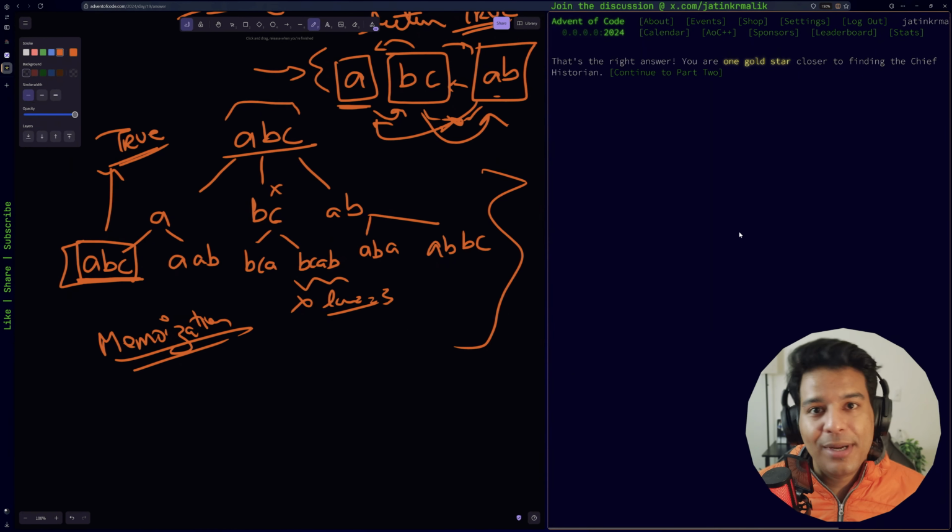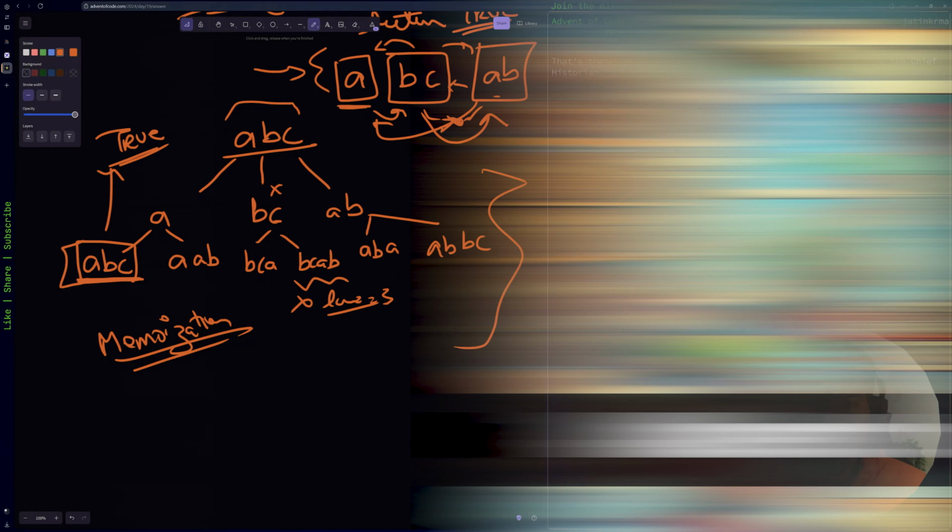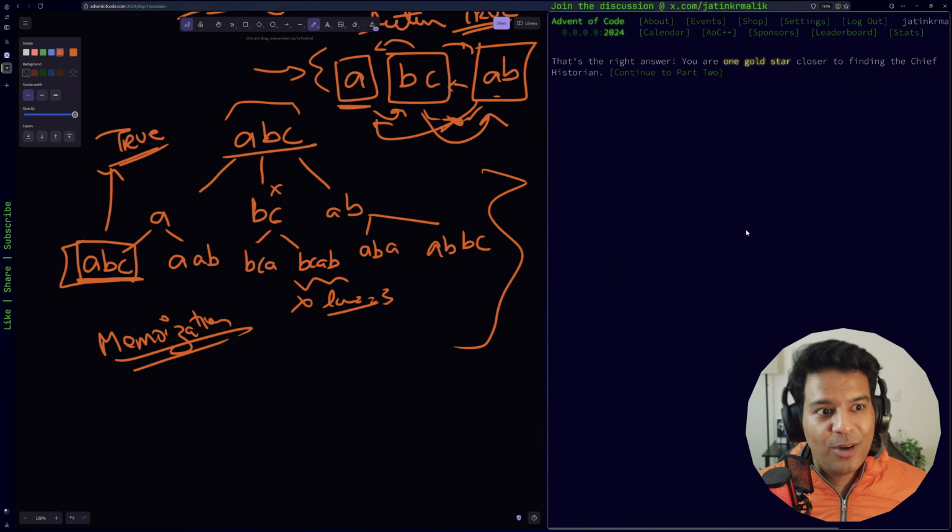And if you don't know what that's all about, from day one we have been trying to find the Chief Historian to save Christmas, and we have been solving all these puzzles in the hope that we will find him. So let's see that. In terms of solving this question, I followed exactly what I said here, and it worked really well.